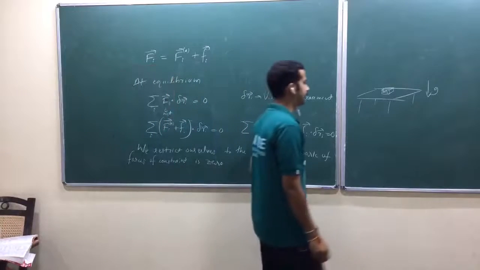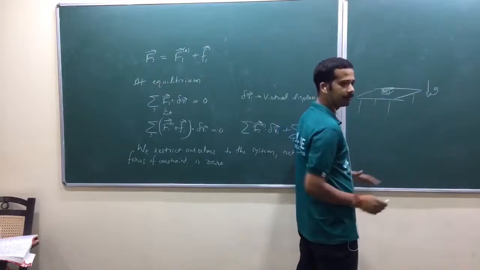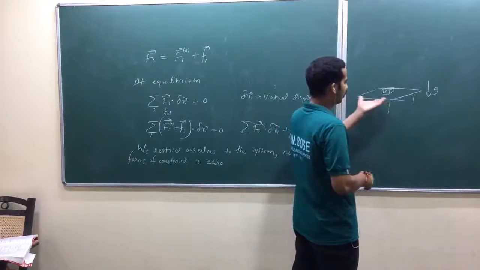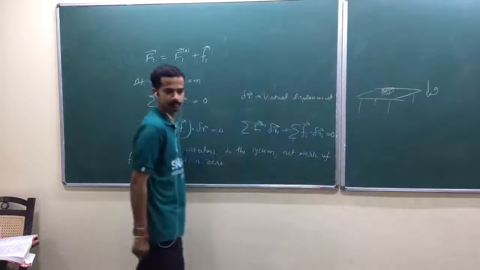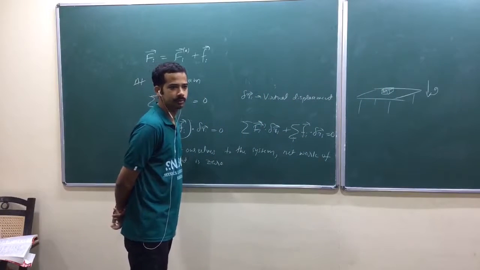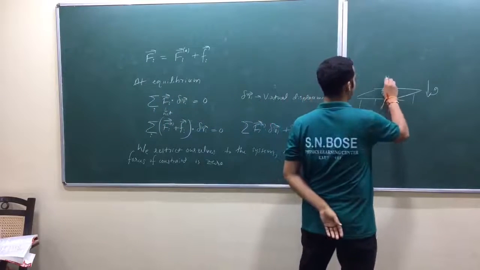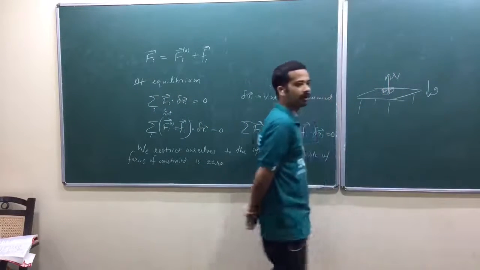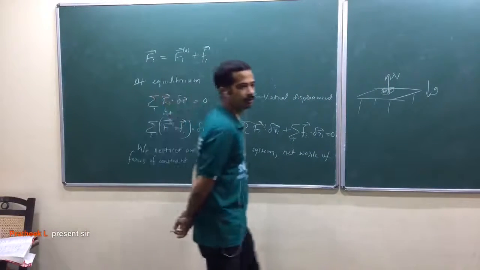So I have gravity. Due to that gravity, I'm doing something, I'm just restricting that one. Something is restricting that mass from moving vertically downward. What is that? Normal reaction, am I right? So normal reaction is restricting that mass from moving vertically downward. Am I right? So now look at here.